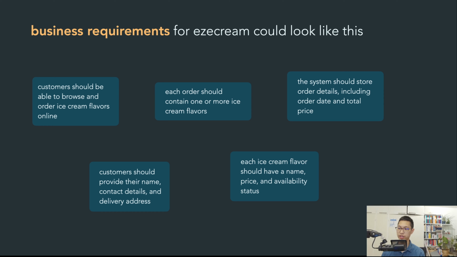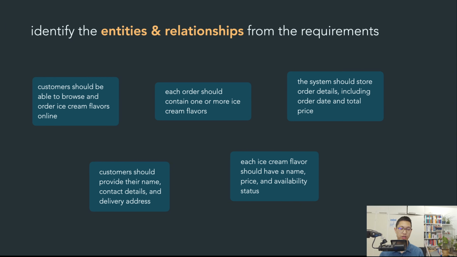Okay, so these are business requirements, and we won't go into all of them. We will come back to this example when we go into the logical modeling and the physical modeling. So first, we need to identify the entities and relationships from the requirements. Entities are the objects. These are business objects. And relationships is how they relate to each other.